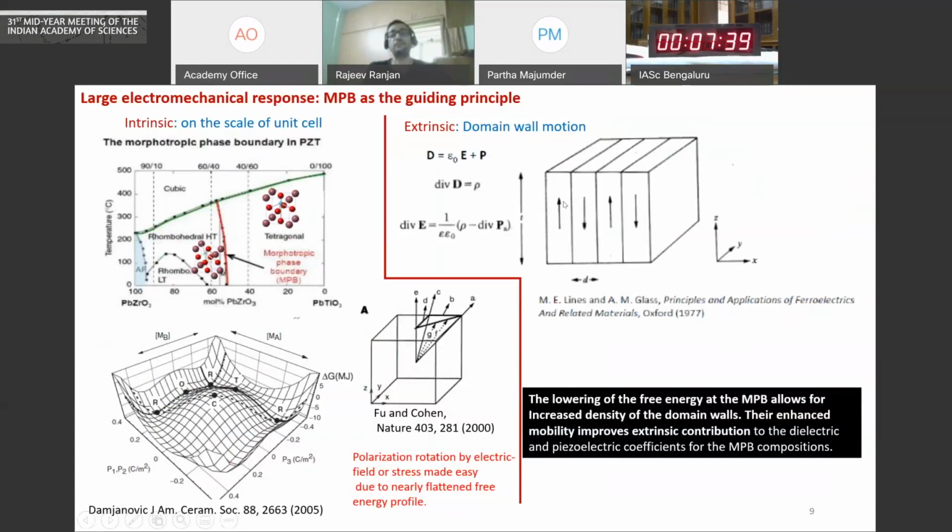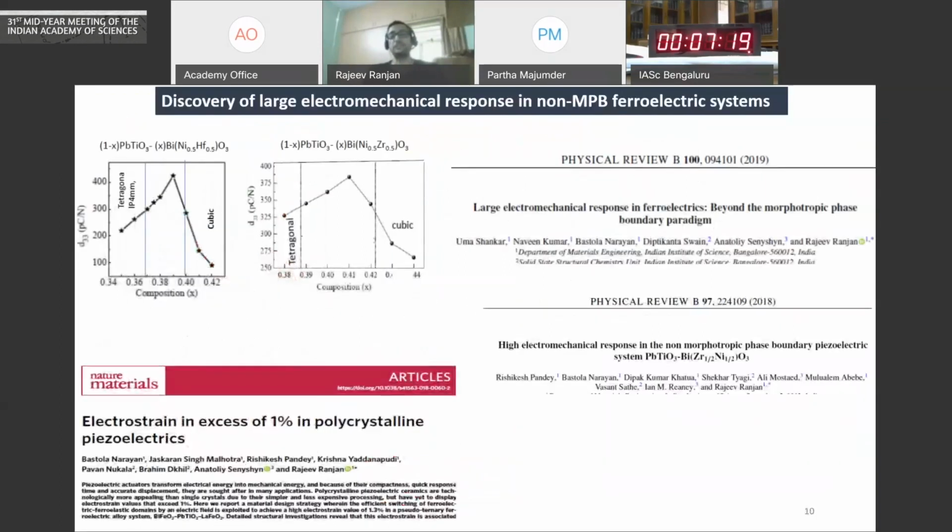The other part is that the domains themselves contribute significantly to the large electromechanical response. Because there are more domains at this boundary and they are more mobile, that contributes to the large electromechanical response. Now, in contrast to this scenario, we have recently discovered that you need not have a morphotropic phase boundary, but can still get large electromechanical response.